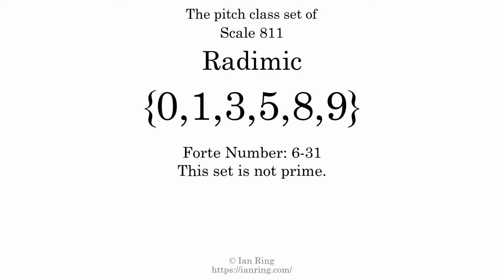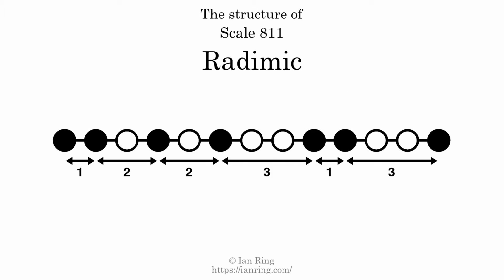The pitch class set for this scale is 0, 1, 3, 5, 8, 9. The fault class is 631. This set is not prime. The structure of a scale is a description of the interval distance between each successive tone. This scale has a structure of 1 2 2 3 1 3.